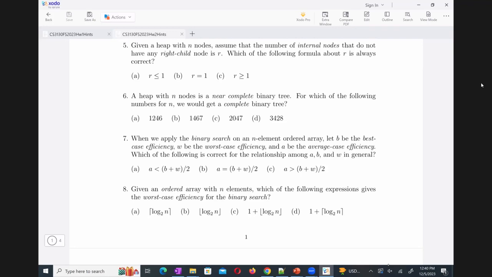Remember, our B equals 1. Oh, okay. Best case is 1, right? You compare with the root, the binary tree root. You get it. That's the best case. Is the best case always 1 for every situation? Yes. For binary search, the best case is always 1. All right. B is always 1.